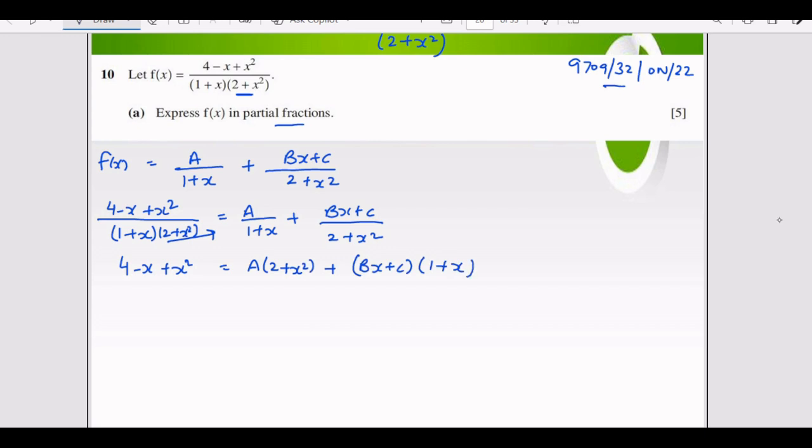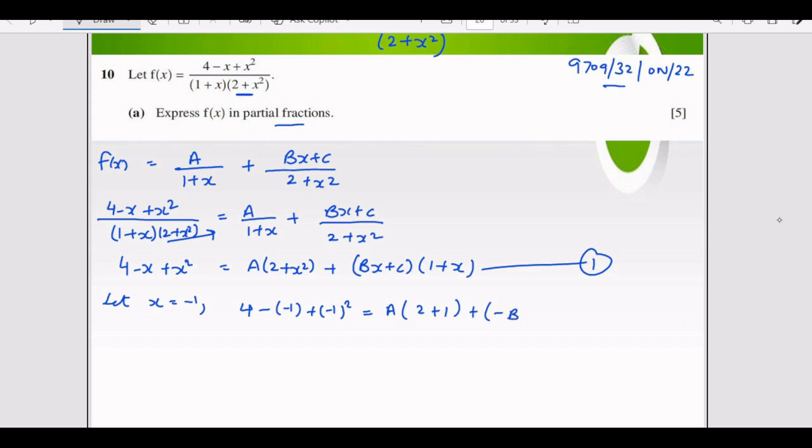Now we will find out the values of a, b and c by different methods. So let's say, first of all, I'm taking this as equation 1. So let's say x is equal to -1. So the left hand side is going to become 4 minus minus 1, then plus minus 1 squared equals to a into 2 plus 1, -1 squared is 1, then plus it will become minus b.